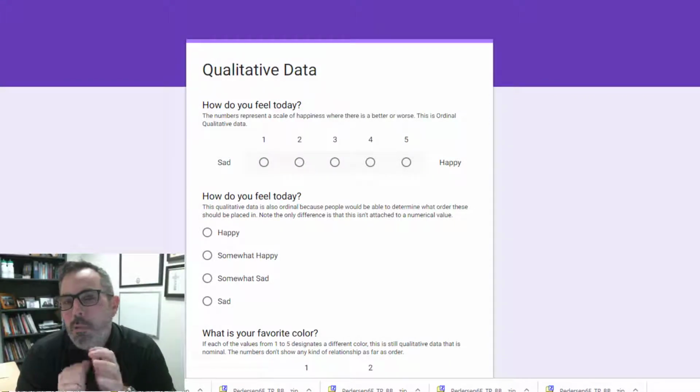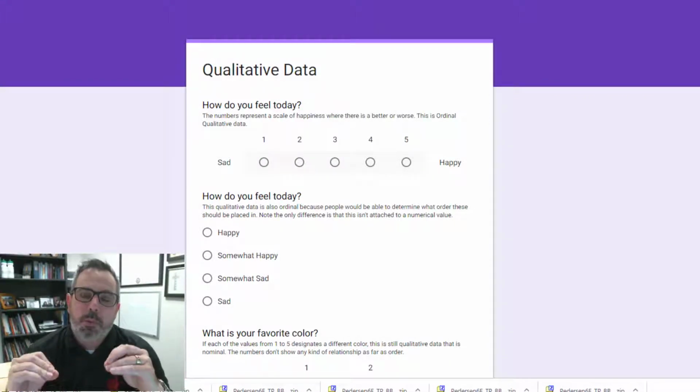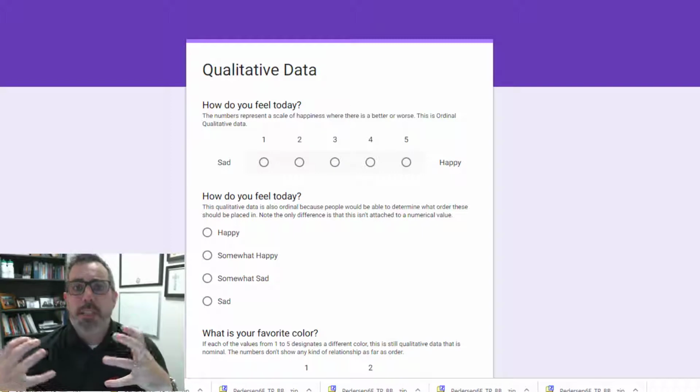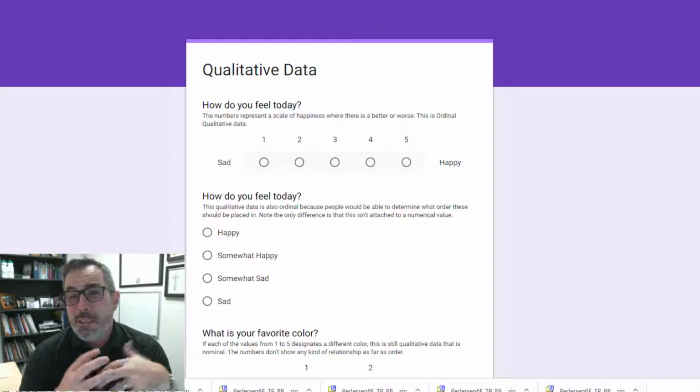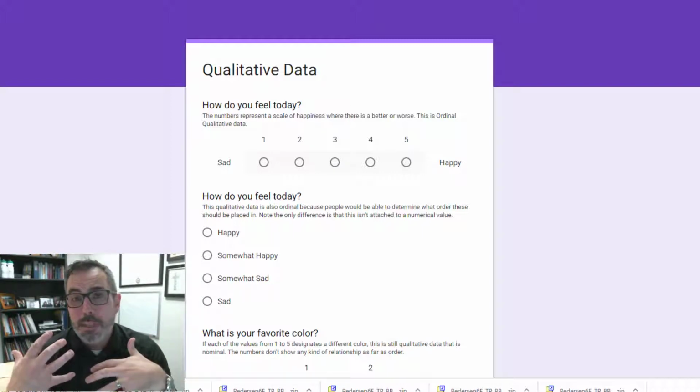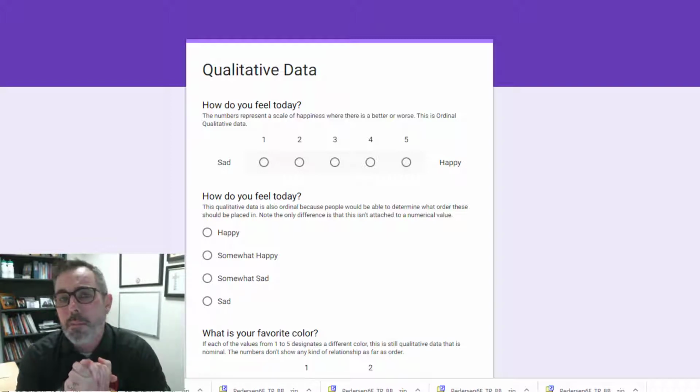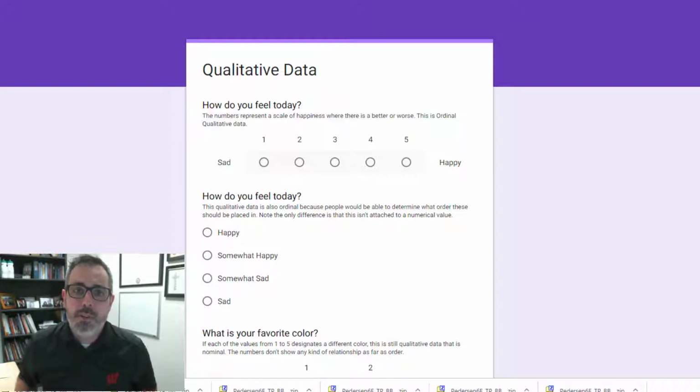Hey everyone. One of the questions that I get a lot is really about the differences between nominal and ordinal data, qualitative and quantitative data, discrete and continuous, as well as the ratio and interval data. So I'm going to try and show a couple of different examples, and it gets really tricky when you're talking about qualitative data because of the way we many times ask these questions.